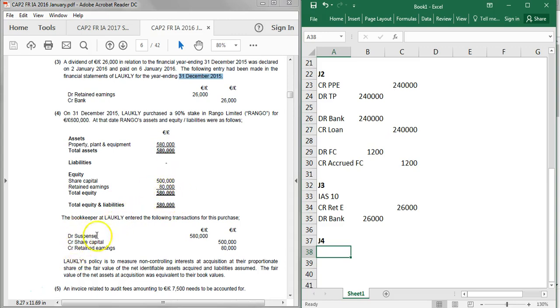And you're told how they've accounted for the transaction. Debited suspense, credit share capital, credit retained earnings. And NCI is measured using method 1. And there's no fair value adjustment because the fair value net assets are equivalent to their book values. So firstly we see, well, this is the accounting they've done. They've debited suspense and they've credited share capital and retained earnings. And of course we know that's not correct.